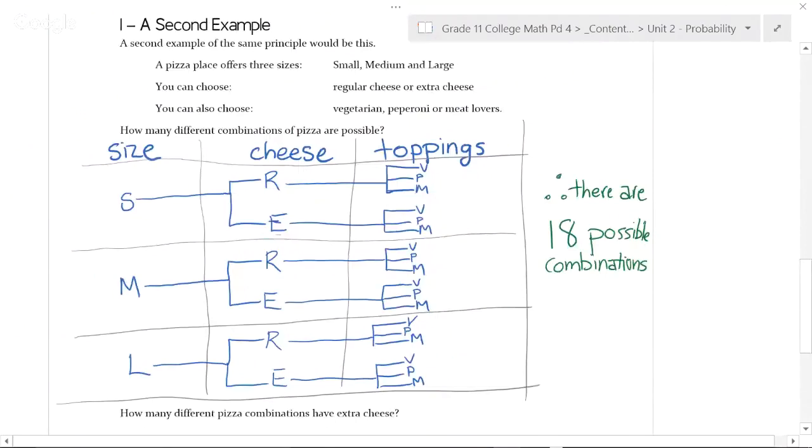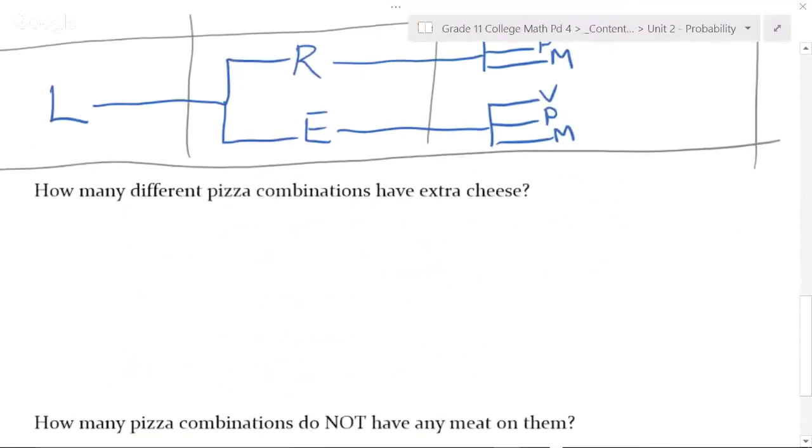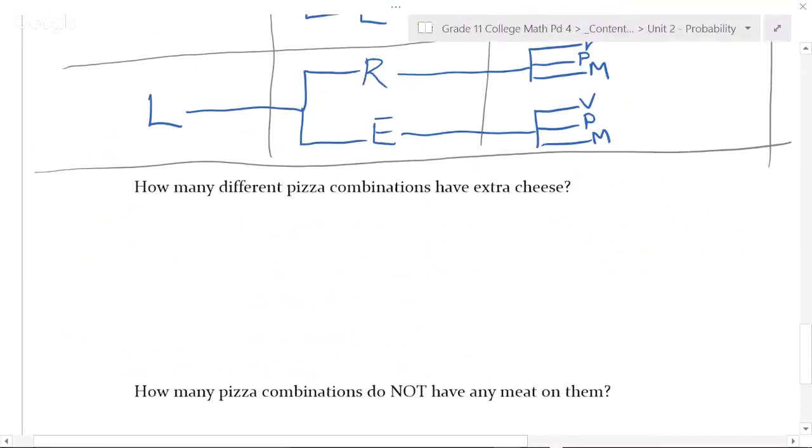And hopefully you got that on your own, but if not, that's okay. We're going to get lots of practice, lots and lots of practice. Let's look at the questions here. How many different pizza combinations have extra cheese?